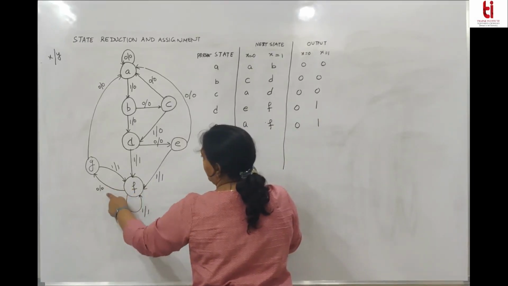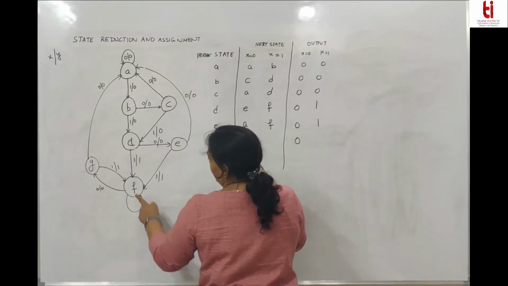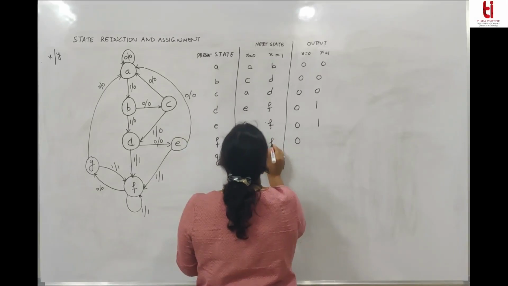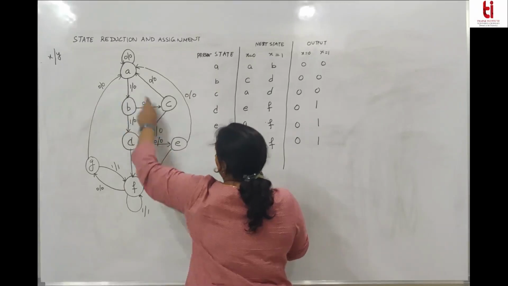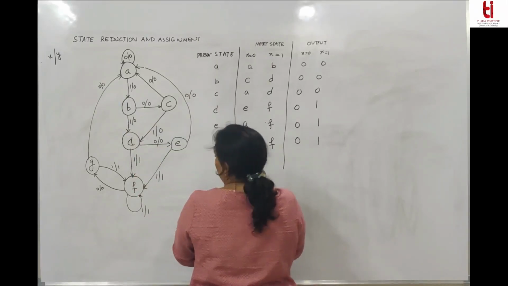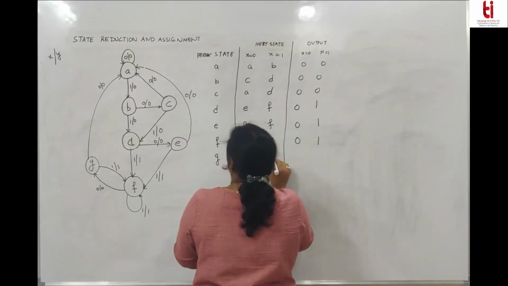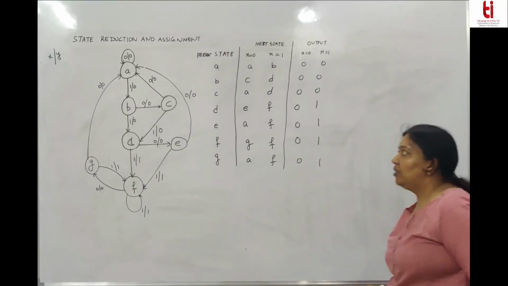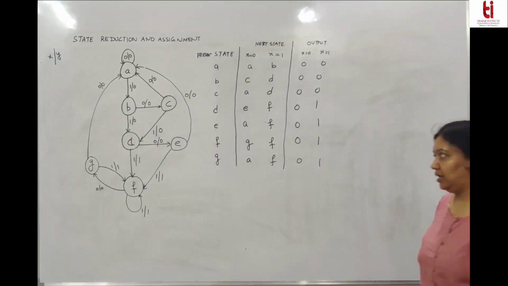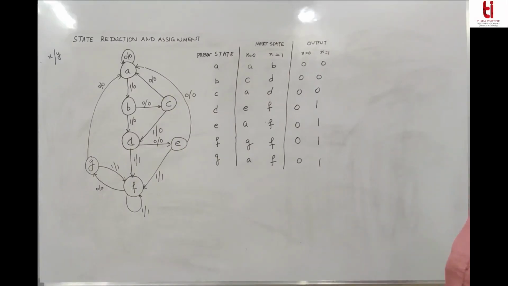From F, for x equal to 0, it goes to G, output is 0. For x equal to 1, it remains within the same state, and output is 1. From G, for x equal to 0, it goes to state A, and for 1, it goes to state F. So this is the state table for a given state diagram. Now, is state reduction possible?